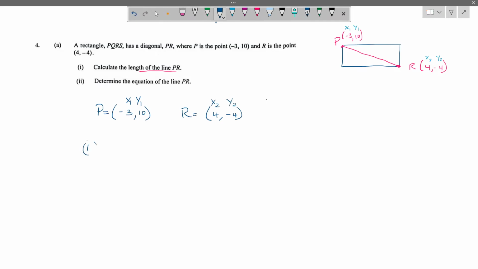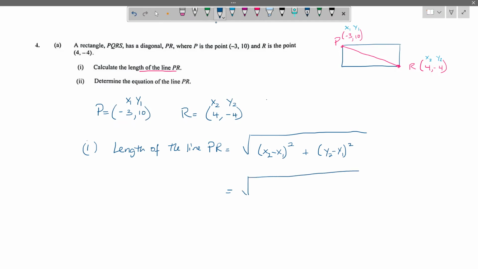They say part 1, calculate the length of the line PR. The formula for calculating the length of the line is going to be the square root of (x2 minus x1) squared plus (y2 minus y1) squared. And this is why I would always write the points and label them. So now I'm just substituting values into my formula. So x2 is 4, right?